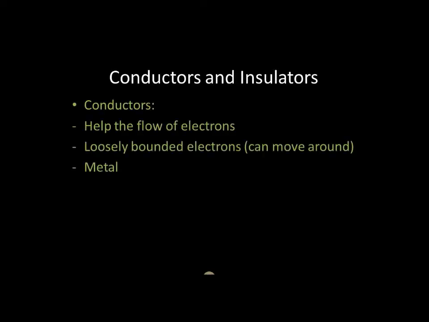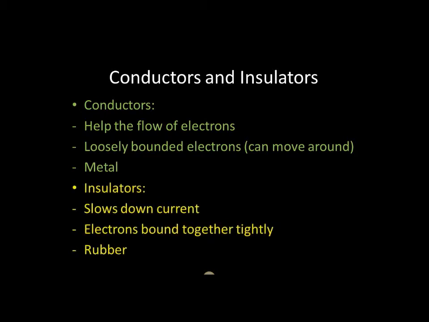There are two types of materials, which are the conductors and insulators. The conductors help the flow of electrons. They have loosely bound electrons, which means they can move around, and they're made of metal. Insulators slow down the current. Their electron bonds are tightly put together, and they're made of rubber.